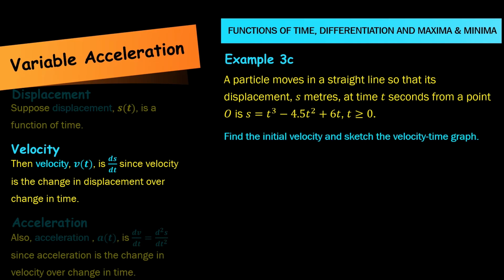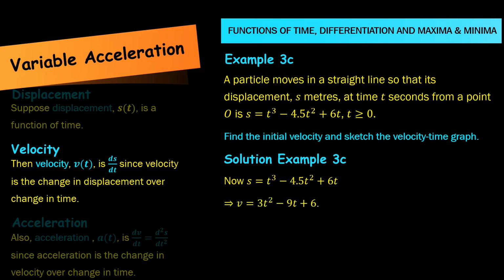And now for part C. We are required to find the initial velocity and sketch the velocity time graph. So let's solve this. So here's our equation for s and our equation for v as calculated in the last part of the question. When t equals 0, we also have that v equals 6. So the initial velocity is 6 meters per second.